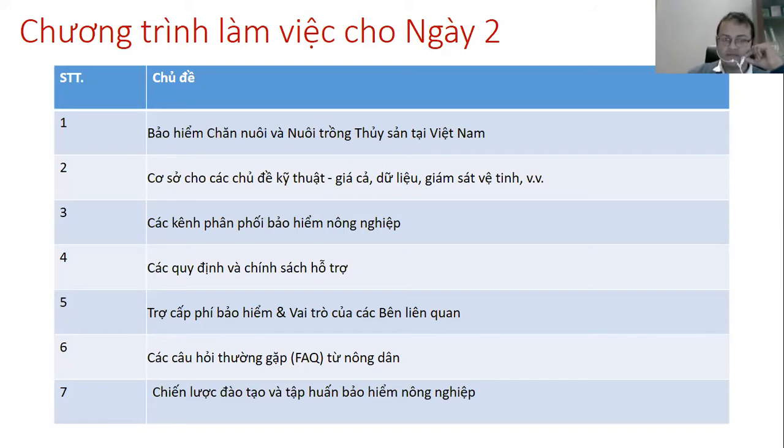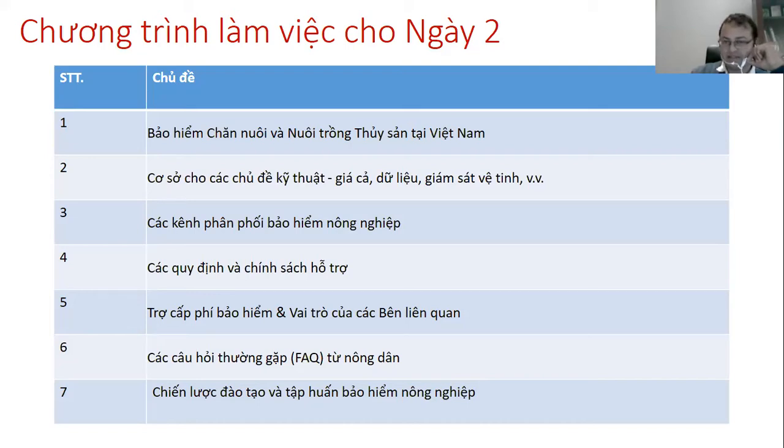Then in the afternoon, we have a few sessions related to regulations and supporting policies, which my colleague Tin will take us through, as well as the premium subsidies and role of stakeholders in Vietnam. Then we shall also have a session on potential frequently asked questions from farmers. And finally, we'll have a very important session on the agriculture insurance education strategy for Vietnam. We have a few ideas of how the strategy could work, but the aim of this final session is really to collect your feedback on what you think will be a suitable agriculture insurance education strategy for Vietnam. So that's basically the plan for today.